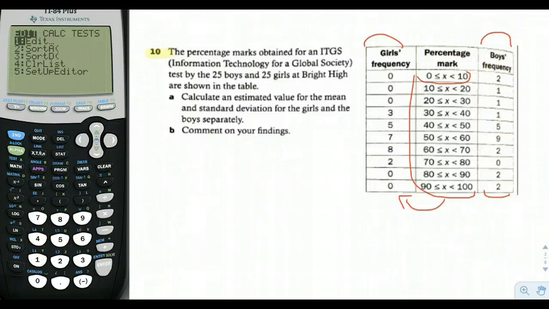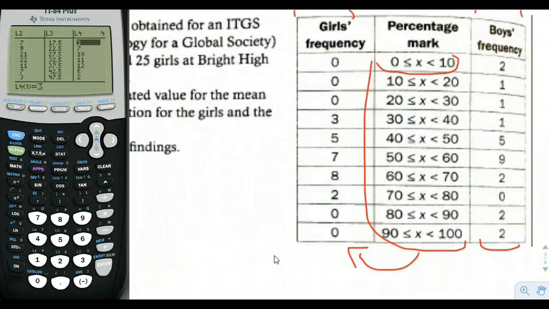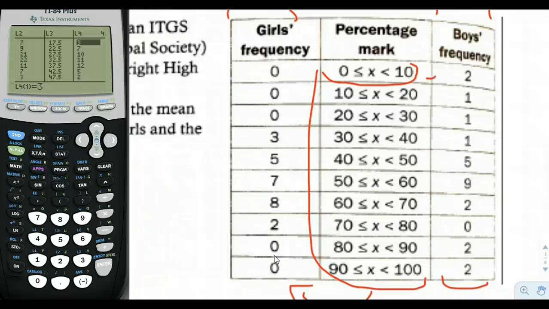So first we're just going to enter all this data into the calculator. And remember that instead of 0 to 10, 10 to 20, we're going to put representative numbers, which is halfway between 0 and 10, for example, is 5. Halfway between 10 and 20 is 15. Halfway between 20 and 30 is 25. And so we're always going to put a number that's halfway in between. So it'll be kind of like this, right?